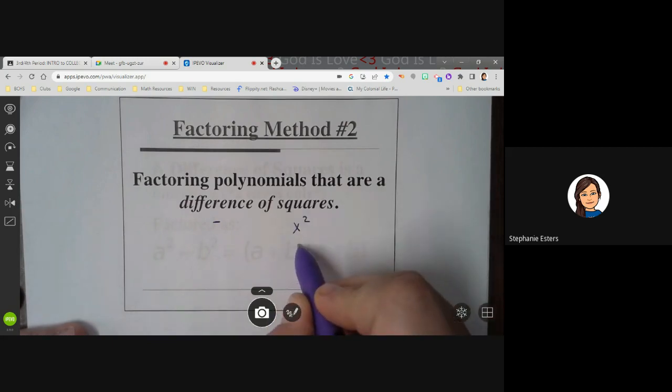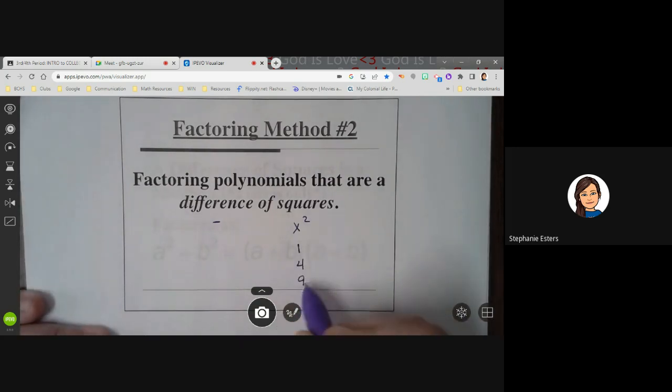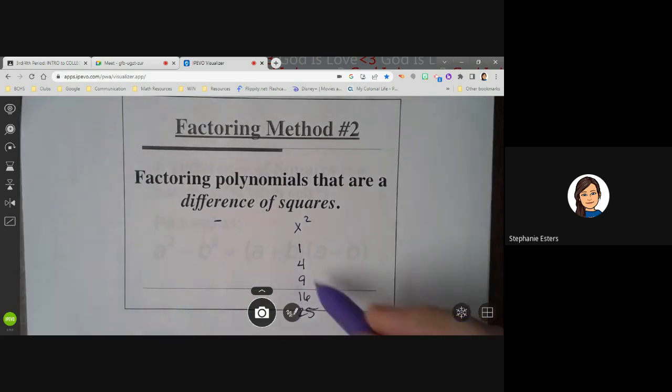So I mean numbers like 1, because that's 1 times 1. 2 times 2 is 4. 3 times 3 is 9. 4 times 4 is 16. 5 times 5 is 25. We could keep going if we wanted. These are the squares that I'm talking about. That's what we're looking for.